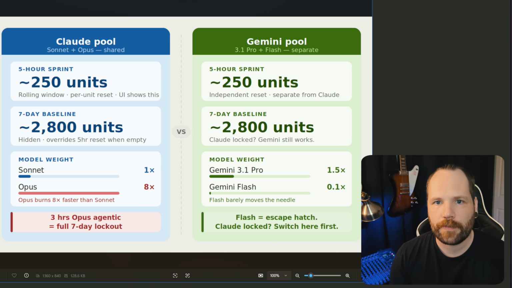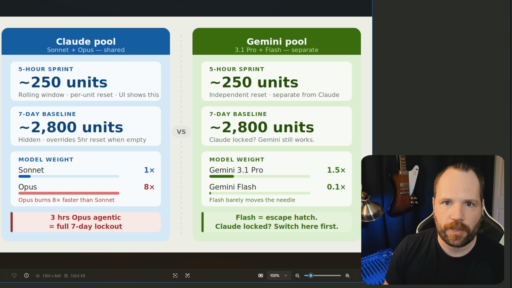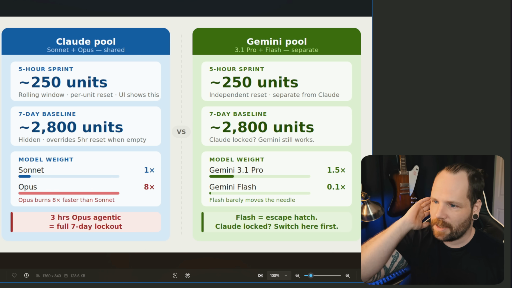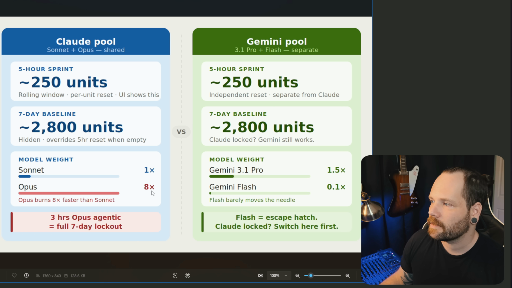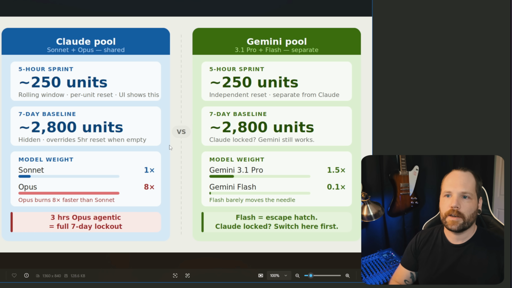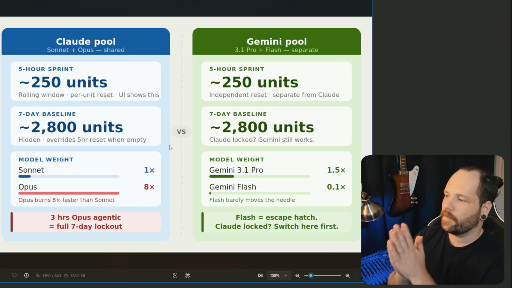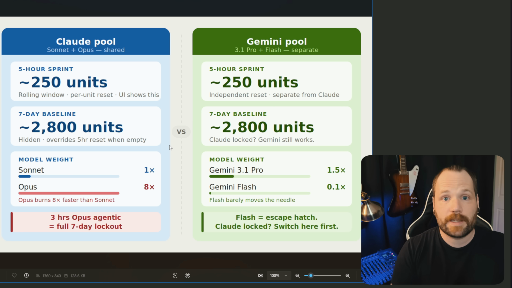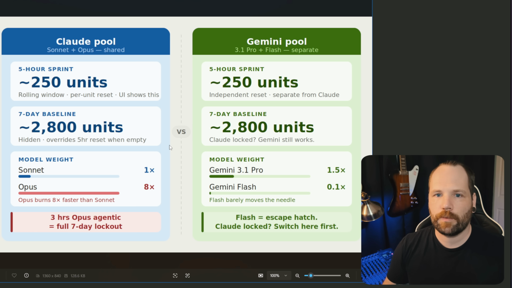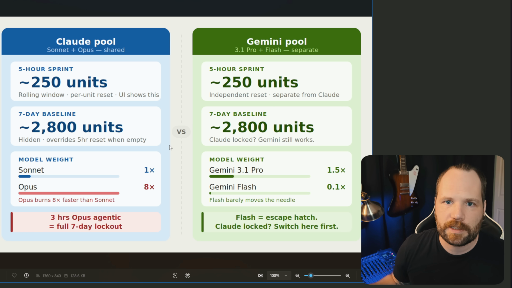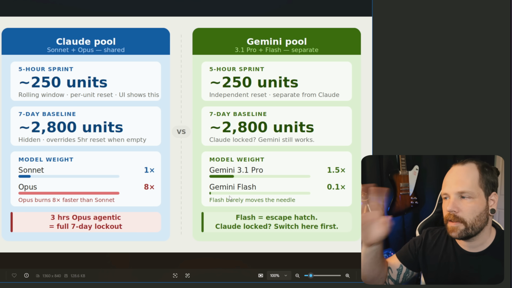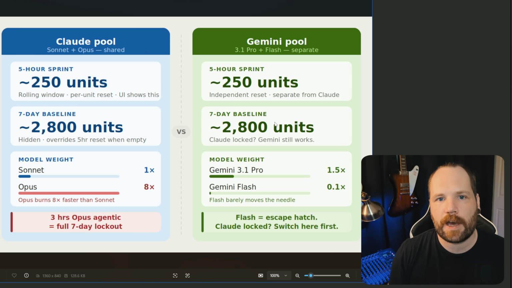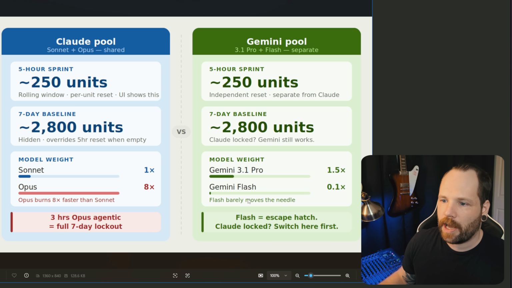Anyway, where people are really having trouble is because they're using Opus for everything. And the internet's not helping because they keep saying that Opus is the best model and the only one you should be using, but it burns credits 8 times faster than Sonnet. So you only get about 3 hours of agentic work to trigger your full 7-day lockout. And that's where people get really frustrated because they throw Opus at a browser automation or simple boilerplate sort of things, and then they're locked out in like 40 minutes. So they'll curse the platform, but really they're spending 800 times more credits than Gemini Flash, which could have done the job for them.